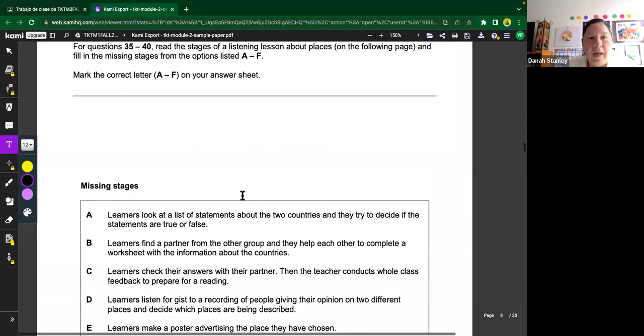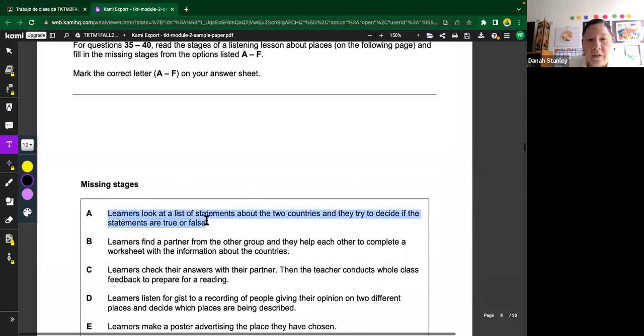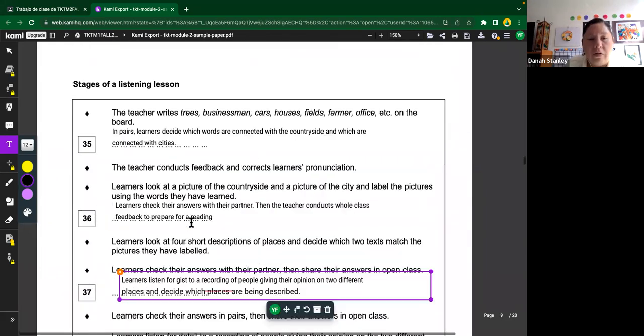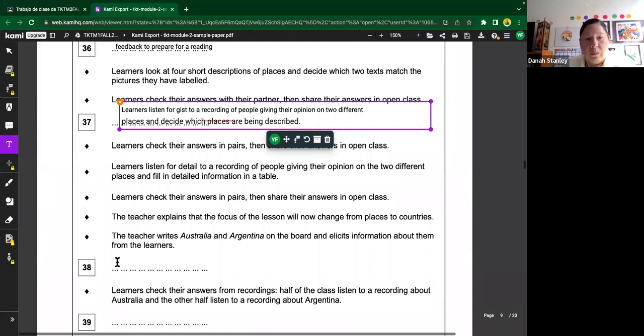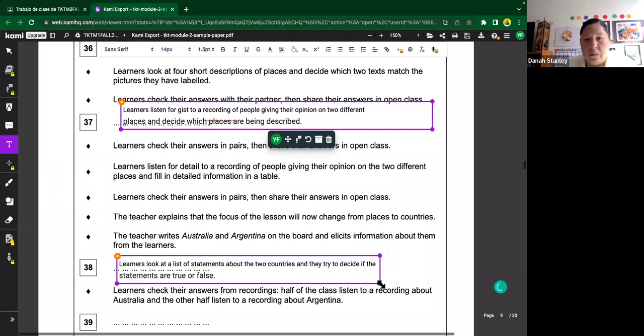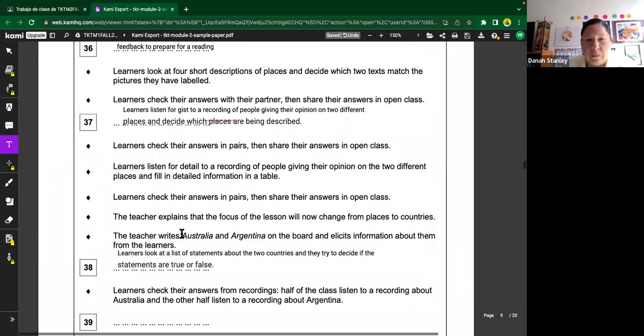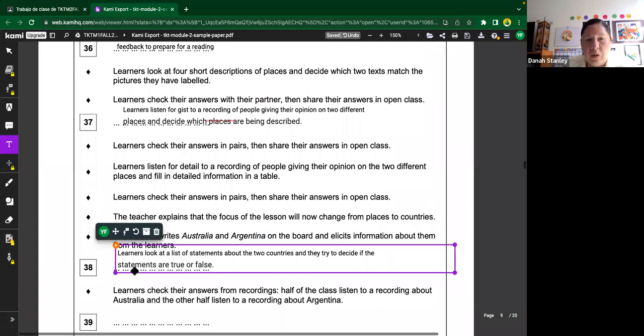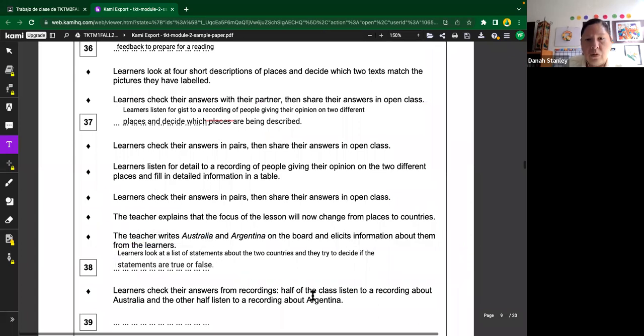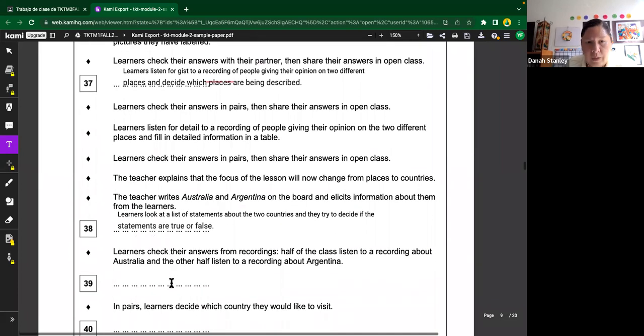38 is letter A. Learners look at a list of statements about the two countries and then try to decide if the statements are true or false. Elicits information. Look at the list of statements about the two countries porque la teacher elicitó. And try to decide if the statements are true or false. Okay. Learners check their answers from recordings.